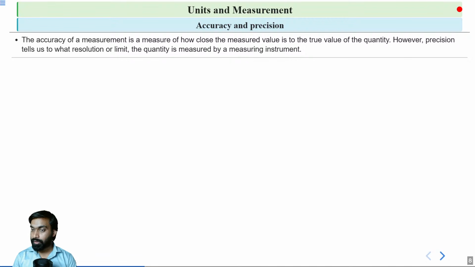Whereas precision means how similar or close the results are that you obtain when measuring the same quantity repeatedly. It demonstrates consistency or repeatability.